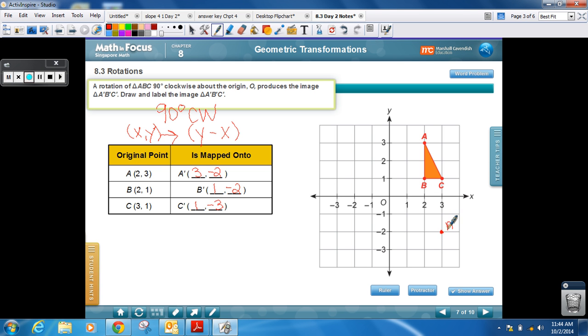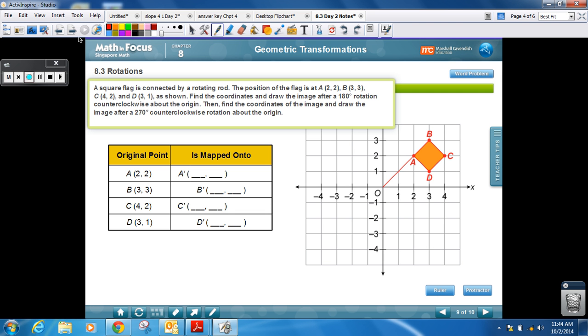And don't forget, you need to label the shape. 1, -2 is B prime. And 1, -3 is C prime. And that is my new triangle. If I were to take this paper and rotate it 90 degrees clockwise, that is what the triangle would look like after that rotation.